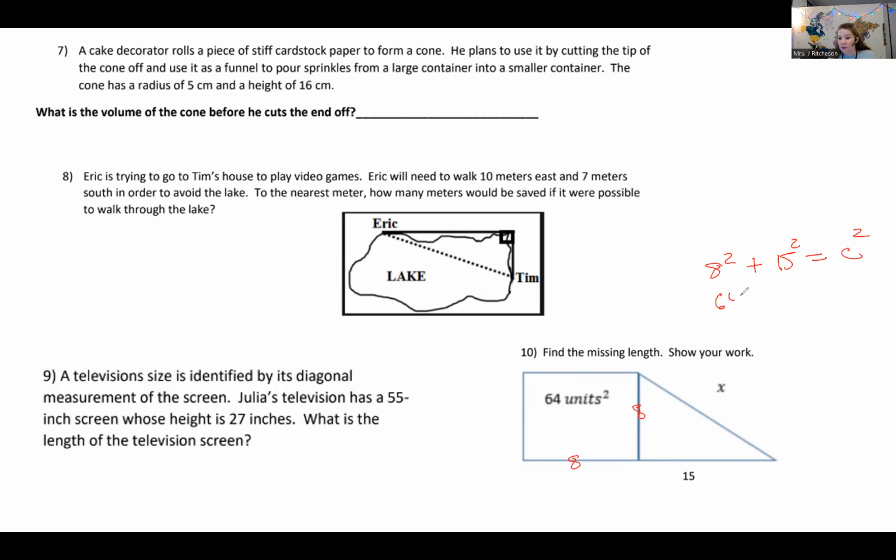equals our hypotenuse squared. So we have 64 plus, what is 15 squared? 225 equals C squared. 225 plus 64 is 289. I think that's a perfect square, isn't it? And the square root of 289 is 17. Yep, it's a perfect square. So our hypotenuse is 17.